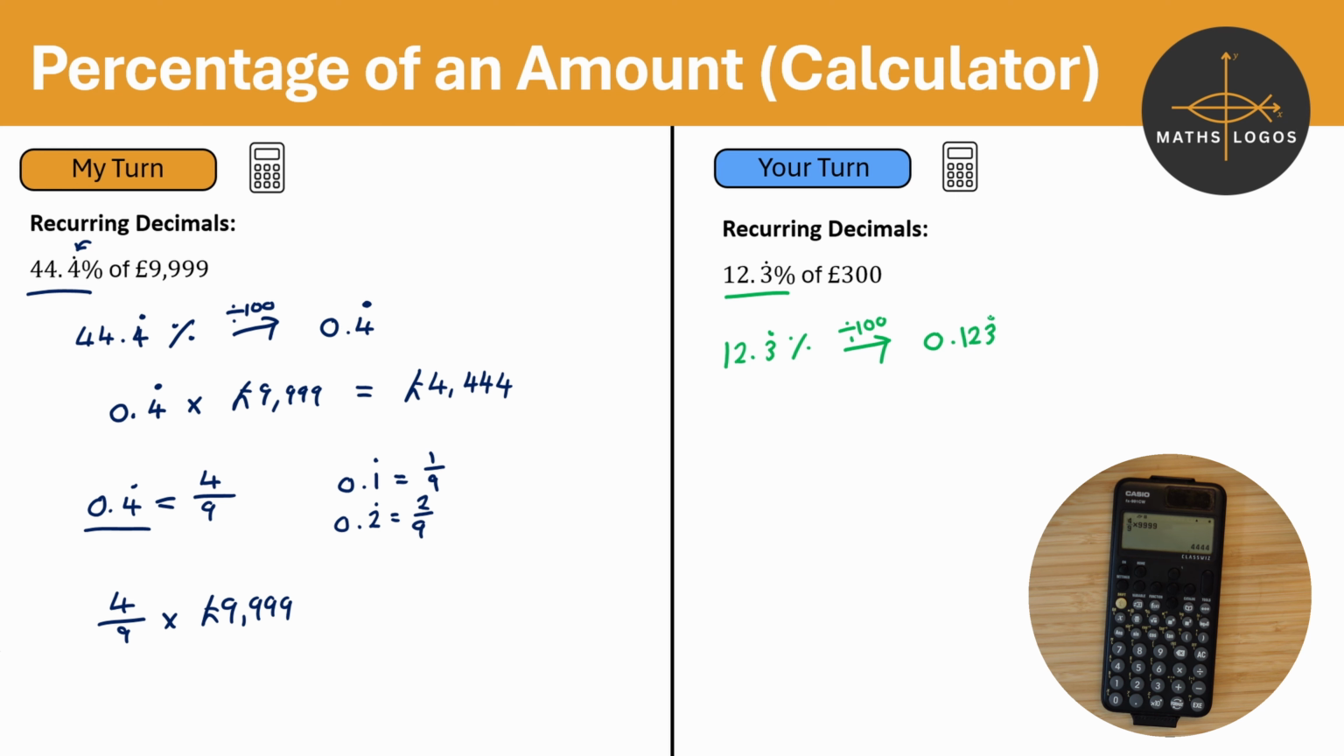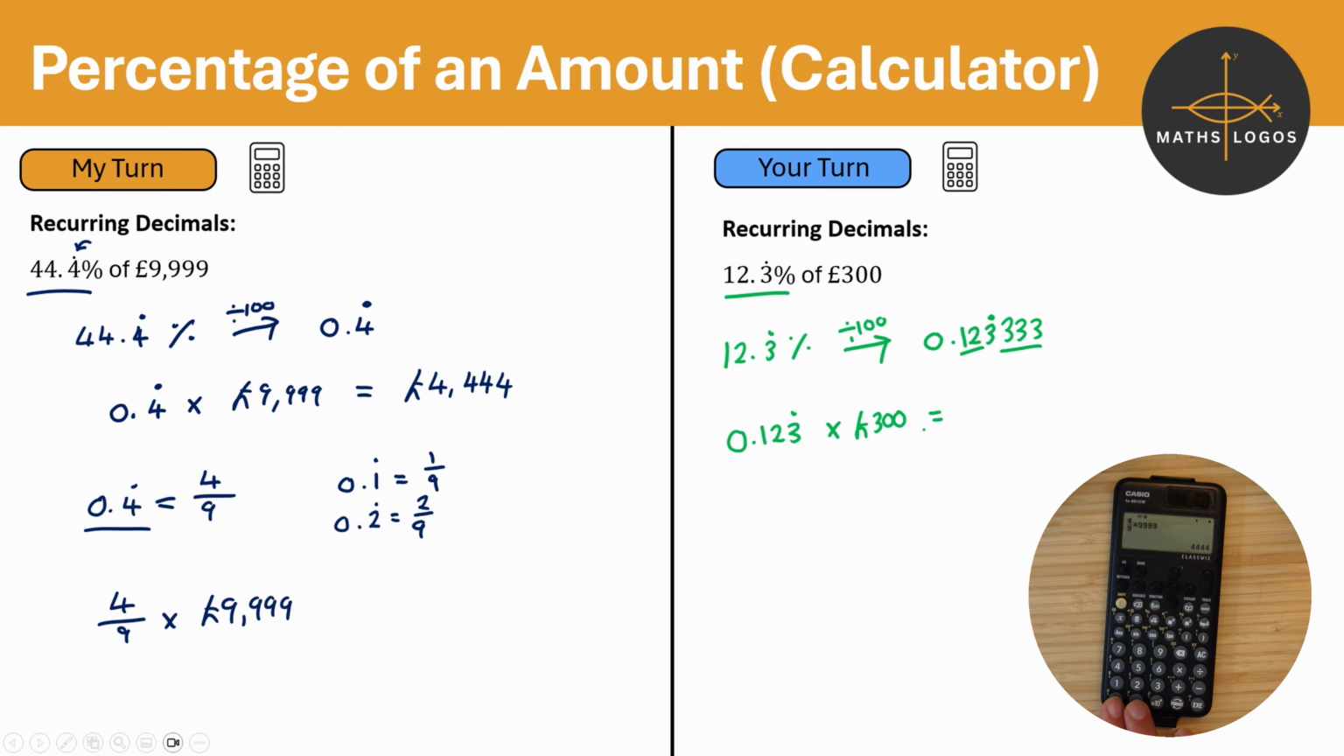And this digit 3 is the one that recurs. These two digits don't recur, they just occur once. It's the digit 3 that's going to recur indefinitely. I'm going to type into my calculator 0.123 recurring multiplied by the £300.